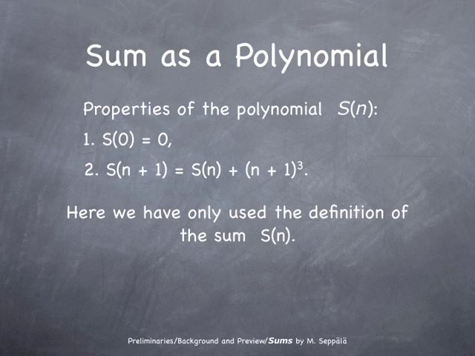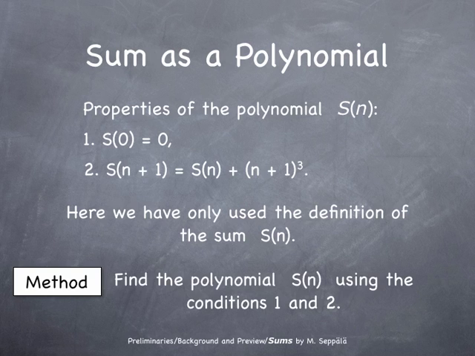Since S at n plus 1 is the summation k from 0 to n plus 1 of k cubed, we may simply first take all the terms up to k equals n, that is the summation k from 0 to n of k cubed, and that constitutes the polynomial S of n, and then we still have to add the last term, (n plus 1) cubed. So here we have only used the definition of the sum S of n. So we find the polynomial S of n using these two conditions. It's a little bit surprising, but they do suffice.